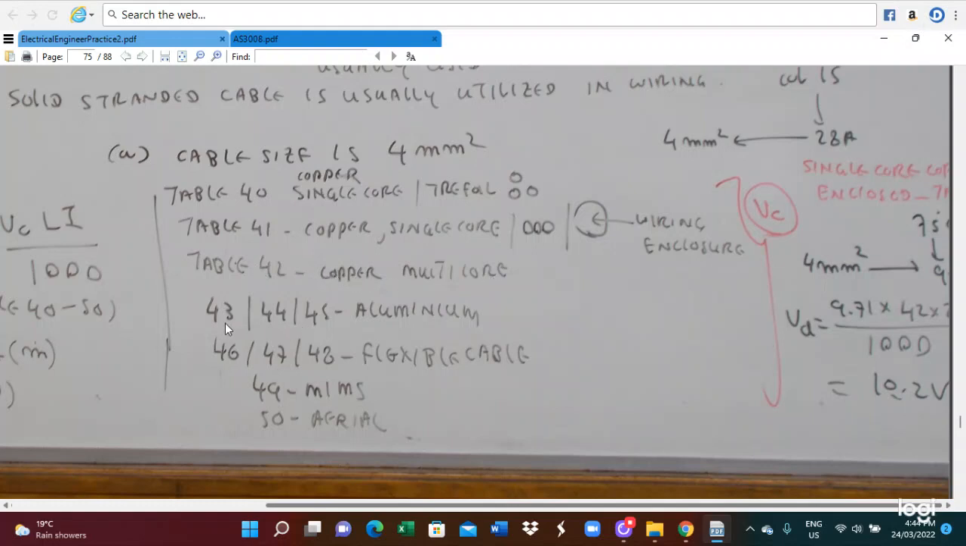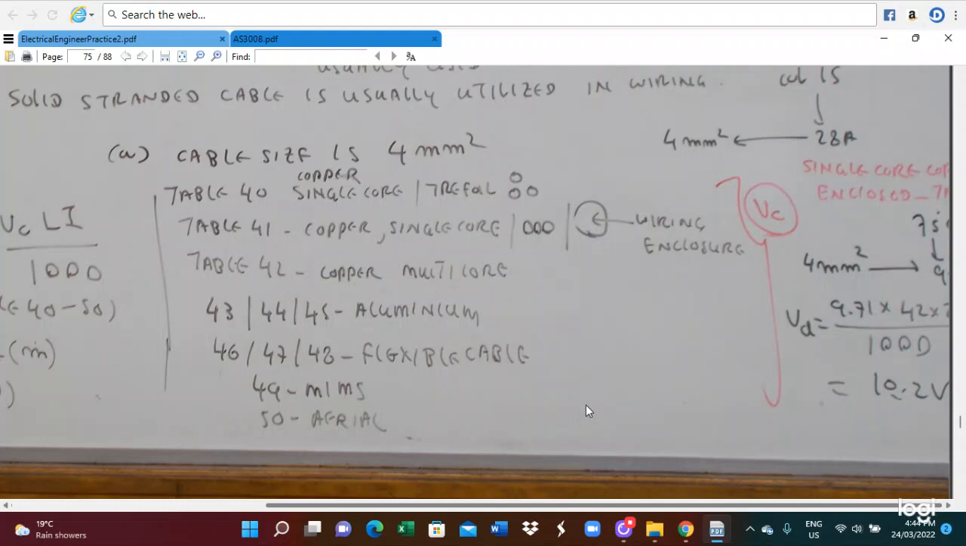Table 43 is for aluminum single core installed in free air. Table 44 is for aluminum single core in a wiring enclosure. Table 45 is for aluminum multicore. And 46, 47, 48 are for flexible cable. 49 is for MIMS cable, and 50 is for aerial cable.